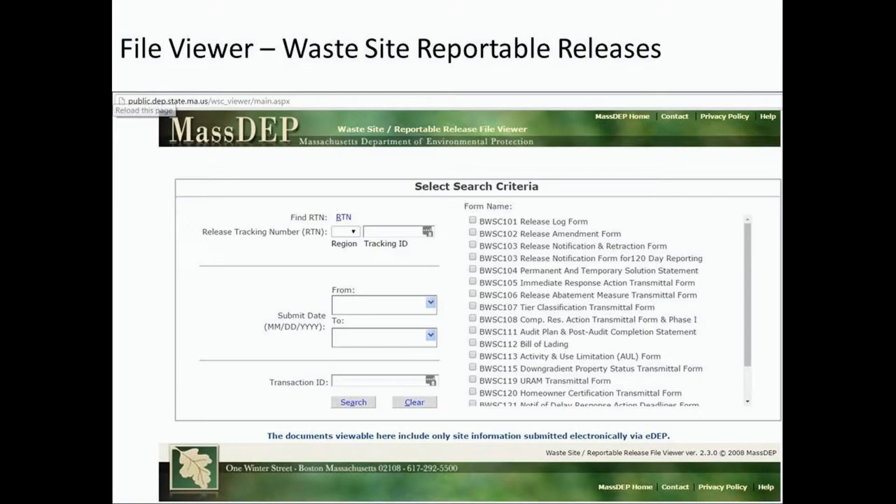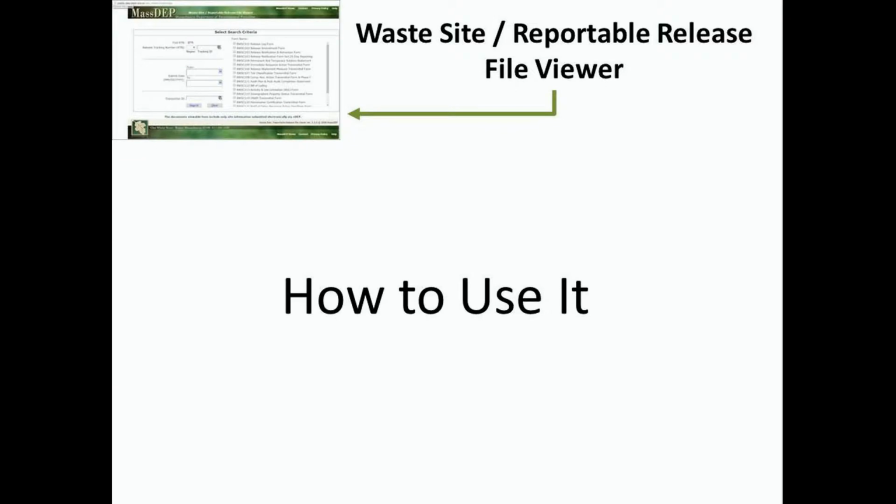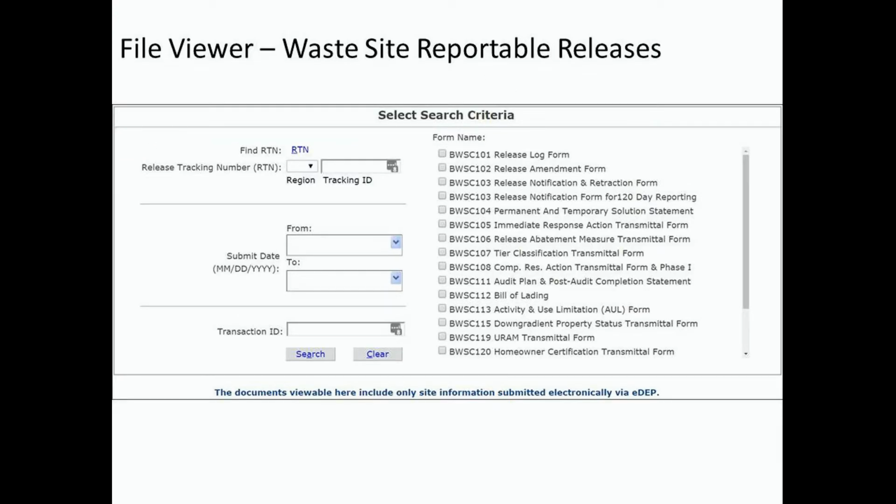So now we'll go through a couple example searches. First though, we'll zoom in a bit so you can read the writing a little bit better. You see on the left-hand side the ability to search by release tracking number, or RTN, by date and date ranges, and by the transaction ID. On the right-hand side, there's a list of the waste site cleanup transmittal forms.